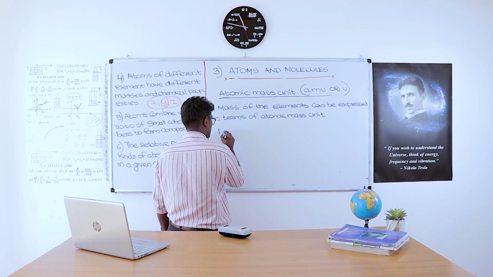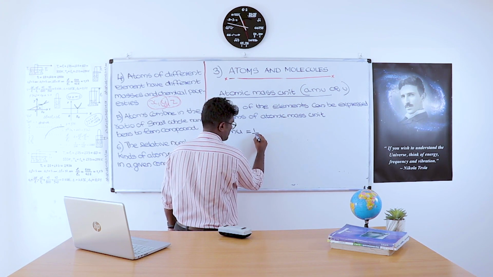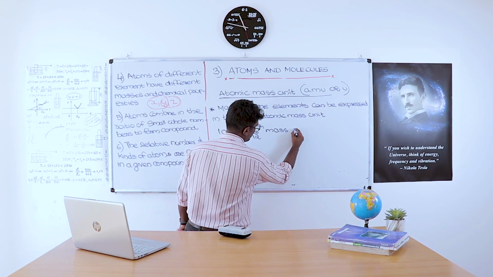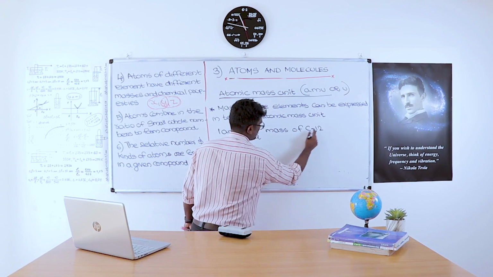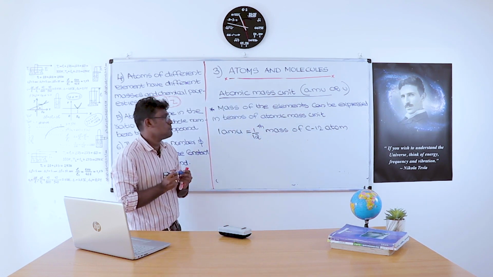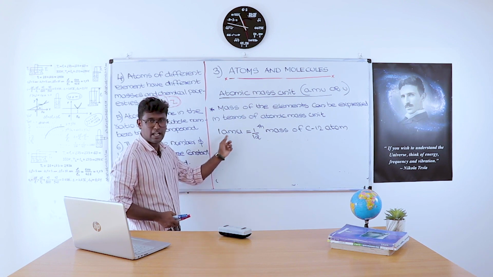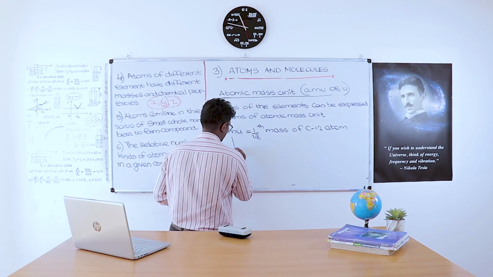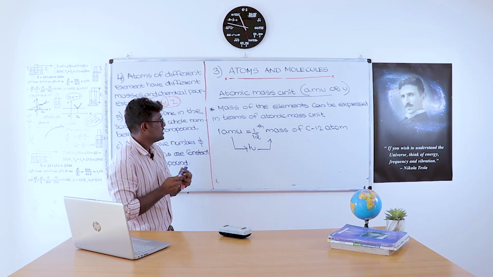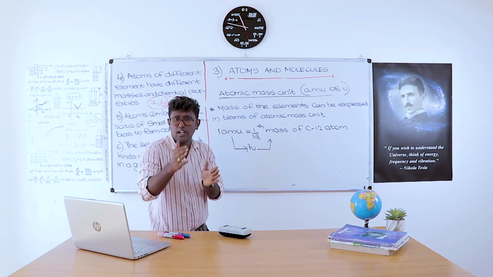What is 1 AMU? 1 atomic mass unit is equal to 1 by 12th the mass of a C12 atom. C12 means carbon 12. So 1 by 12th of the mass of a carbon 12 atom is 1 atomic mass unit, or 1 U, 1 AMU. So the mass of the elements can be expressed in terms of a unit called atomic mass unit.